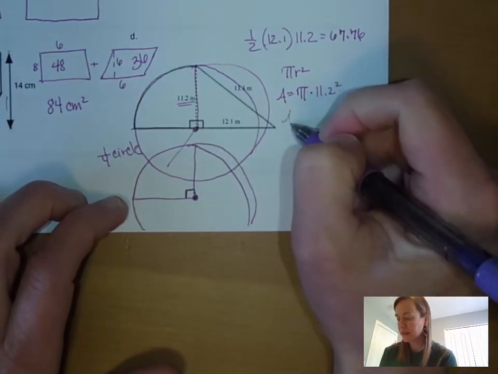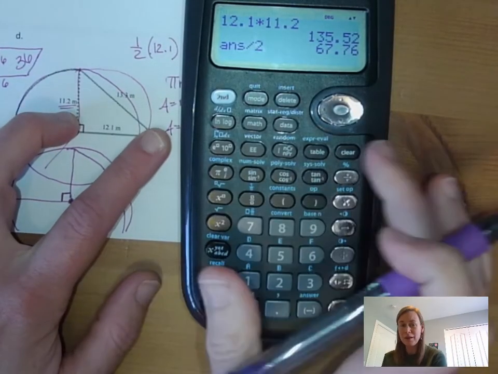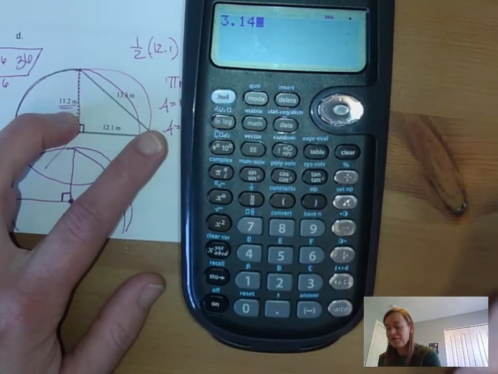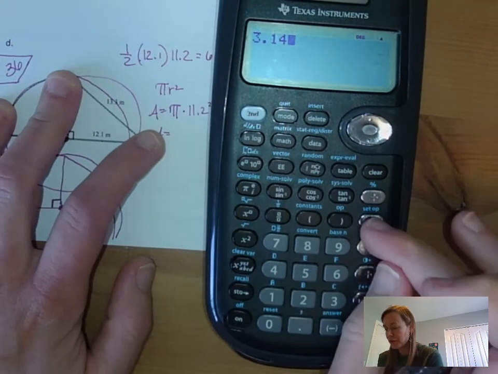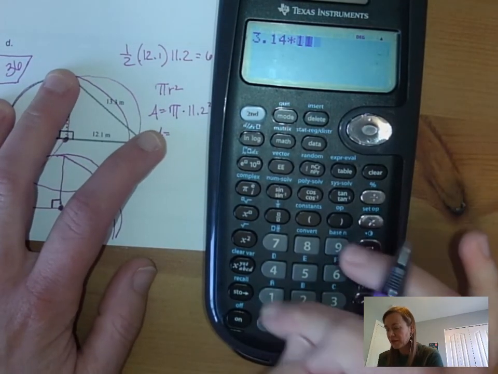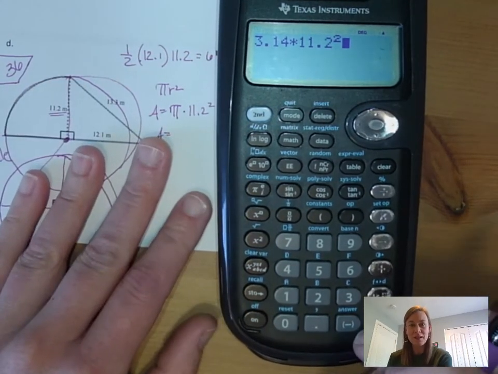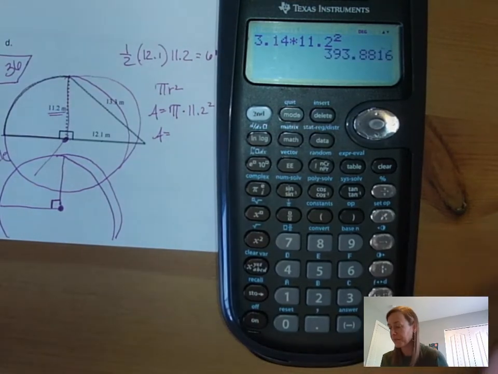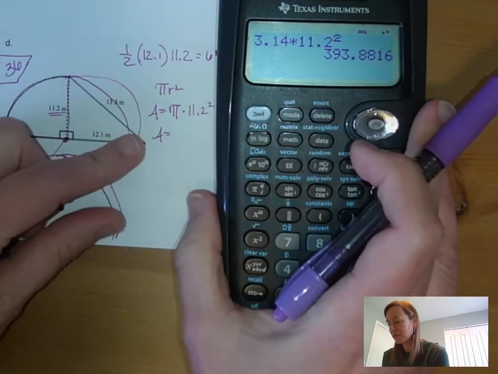Let's see what that's going to give us. Area equals, and I'm going to use my pi button. Hey, if you don't have a pi button, no stress. You can always just do 3.14, okay? In fact, I'll just do that right now to show you something different. So 3.14 times 11.2 squared. Now make sure you're squaring it. Don't just multiply it by 2 because it'll give you a totally different number. So the area here for the whole circle is going to be 393.88.